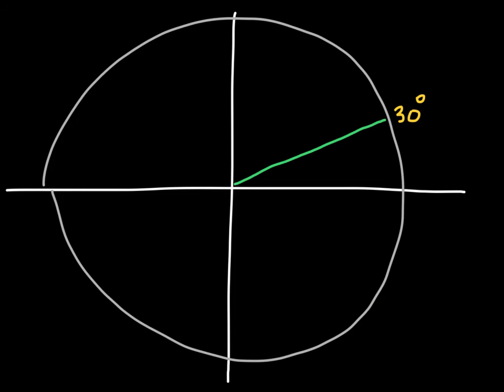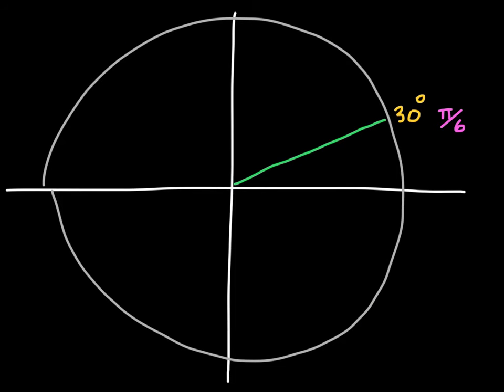So this would be approximately a 30-degree angle here from the positive x-axis to this green ray. That would be approximately 30 degrees, and 30 degrees in radian measure would be pi over 6. So this would be pi over 6.